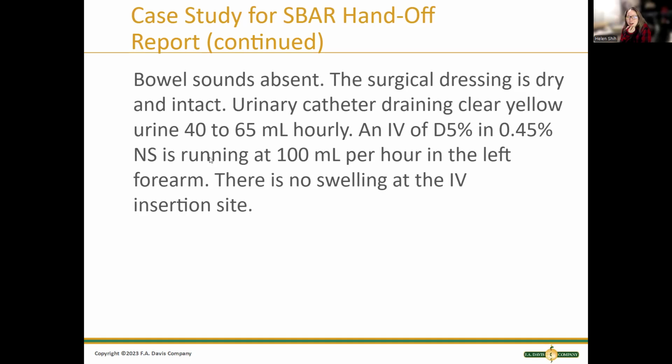So, there's more for this patient. The bowel sounds are absent. The surgical dressing is dry and intact. Urinary catheter is draining clear yellow urine, 40 milliliters to 65 milliliters per day, depending on whether or not she's awake and drinking. And then an IV of dextrose 5% and 0.45% normal saline is running at 100 milliliters per hour in the left forearm.